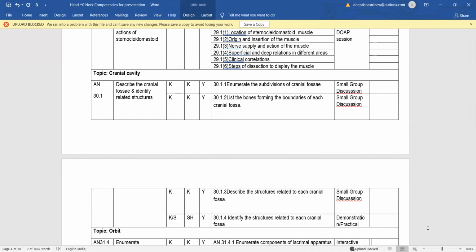I think Dr. Divya has already mentioned that 26.3, 30.1 and 30.2 are similar competencies, and the SLOs also have been framed similarly. Anybody wants to discuss regarding that?